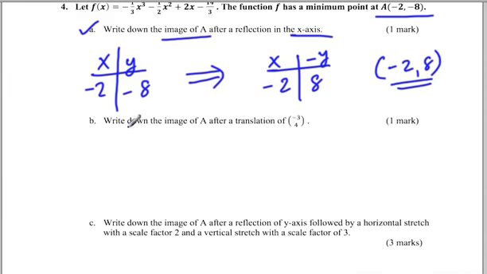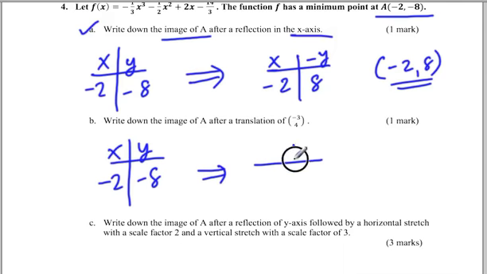Let's do B. Write down the image of A after translation of -3, 4. So all it's saying is you have to move 3 to the left and 4 up. That's it. So once again, we can take the same approach, -2, -8, right? And since it's just 3 to the left, you just do x minus 3. A lot of people were really confused by this. Like some people put x plus 3, and we don't do that.